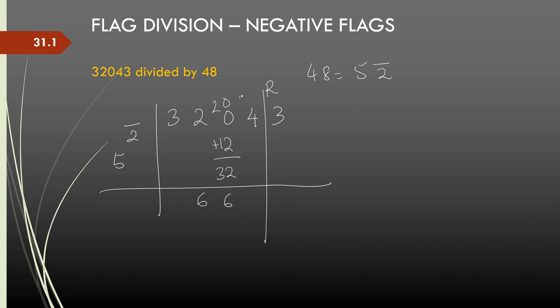Then 2 carry forward as 20. Then 2 6s are 12, plus 12 because the flag is negative. So, this becomes 32. So, 5 7s are 35, 10 carried forward plus 14. So, 13 plus 14 is 27. So, the answer is 667, remainder 27 of the division 32043 by 48.